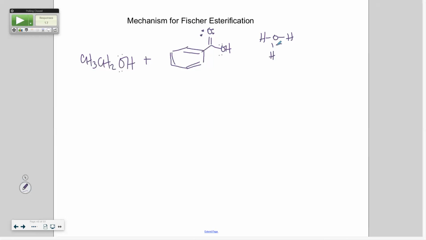H3O plus. Okay, so what happens first? What do acids do? They add what? Protons, hydrogens to some. Okay, we got a whole lot of lone pairs. Only one spot will get you anywhere. Which spot is it?